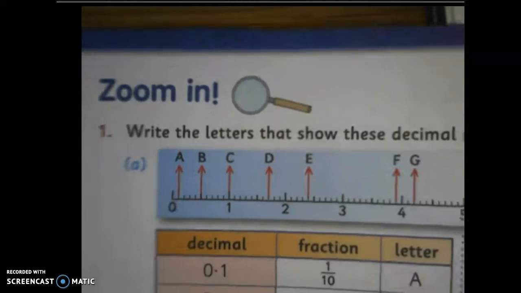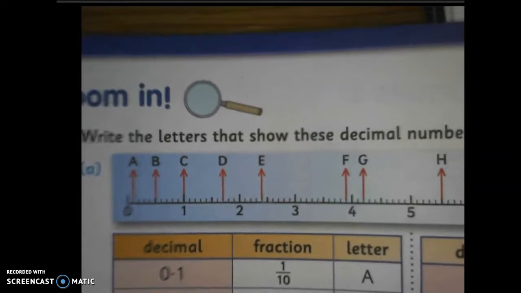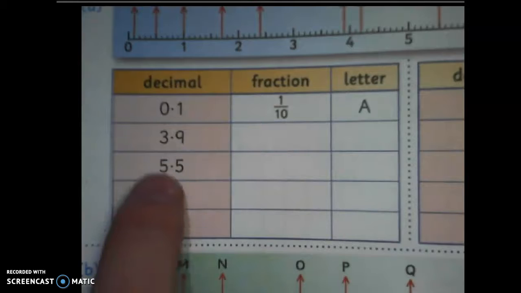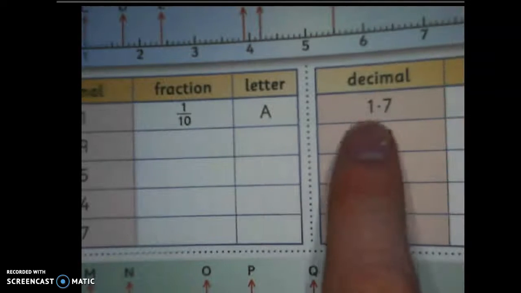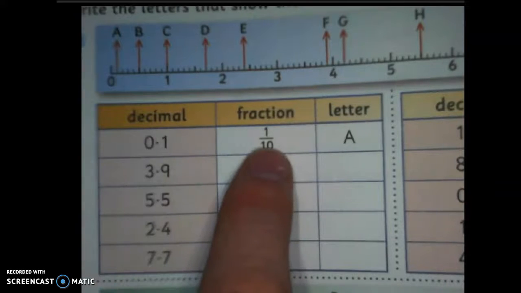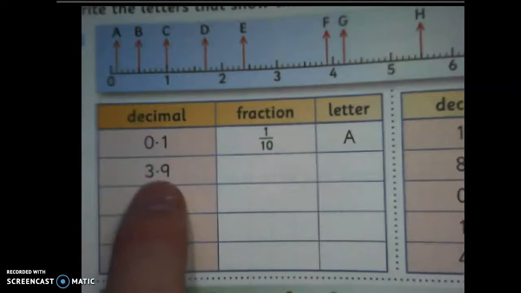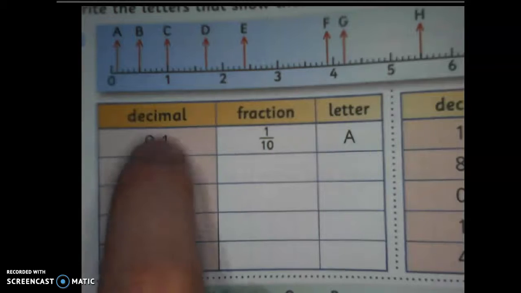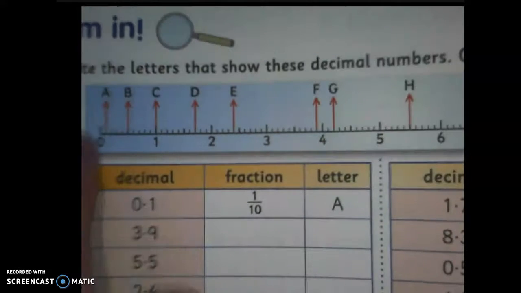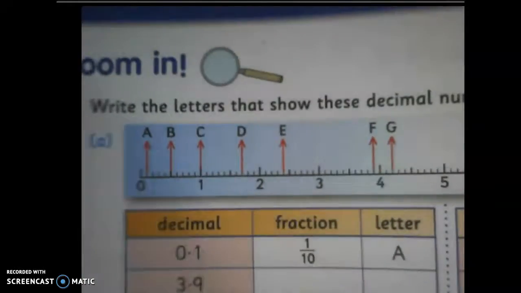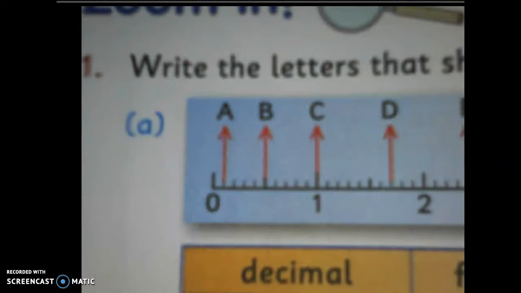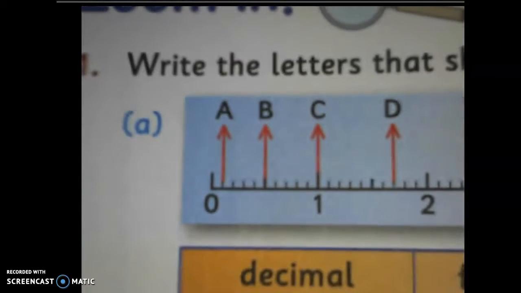Okay, so the first one here is done for us. Decimal 0.1. So that's what we have been given. We've been given all the decimals, and what we have to do is find the fraction, so write that decimal as a fraction. You can see 0.1 is done for you because 0.1 is the same as 1/10, and the letter for 0.1 is A.